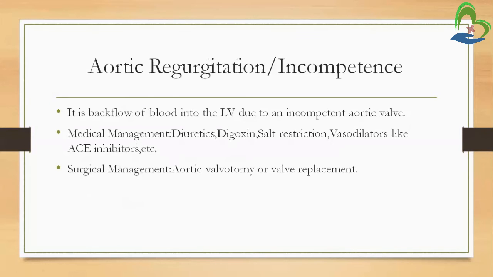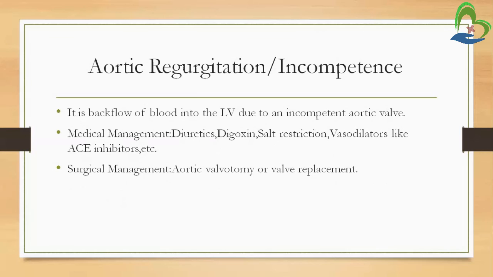Third is aortic regurgitation or incompetence. As I previously told, regurgitation means backflow of blood. In aortic regurgitation, it is backflow of blood into the left ventricle due to an incompetent aortic valve. The word itself says aortic, so this condition is related to the aortic valve. As the aortic valve doesn't close properly, blood will backflow into the left ventricle during contraction.